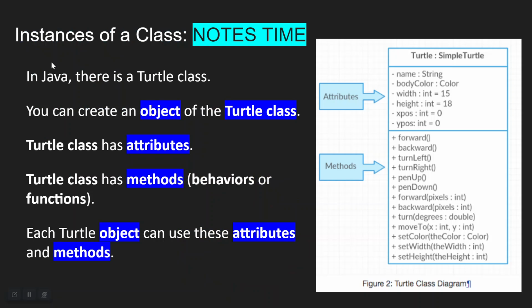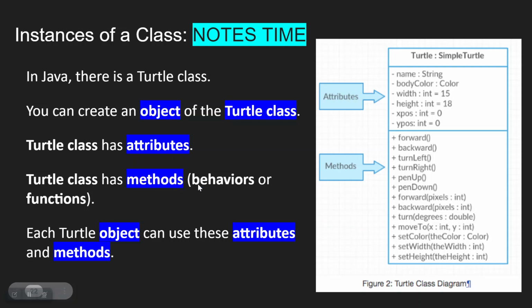And then finally, when you get into CSAwesome, you're going to play around a little bit with the turtle class. And the turtle class has some stuff kind of built into it. So first off, you can create an object of the turtle class. The turtle class has attributes. So these are the attributes. You can give it a name. It's got color. It's got a size. It's got a width and a height. And then it keeps track of its X position and its Y position.